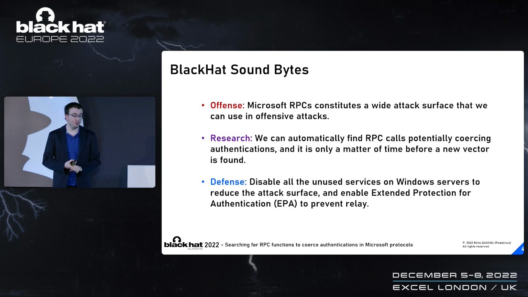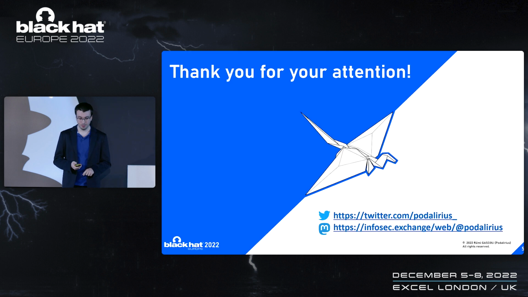And finally, from a defense perspective, we need to disable all the unused services on Windows machines, activate EPA, and put on network rules and filters to prevent coerced authentications.